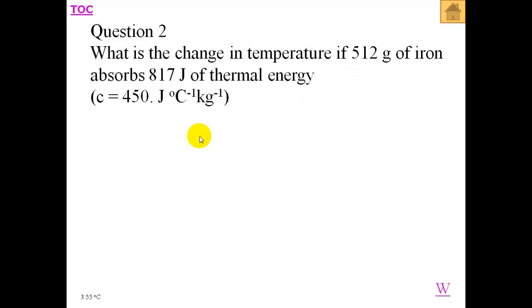What is the change in temperature of 512 grams of iron if it absorbs 817 joules of thermal energy? The specific heat capacity of iron is 450 joules per degree per Kelvin. So you need to find the change in temperature. So you need to take this equation and isolate for delta T. So divide both sides by mc.